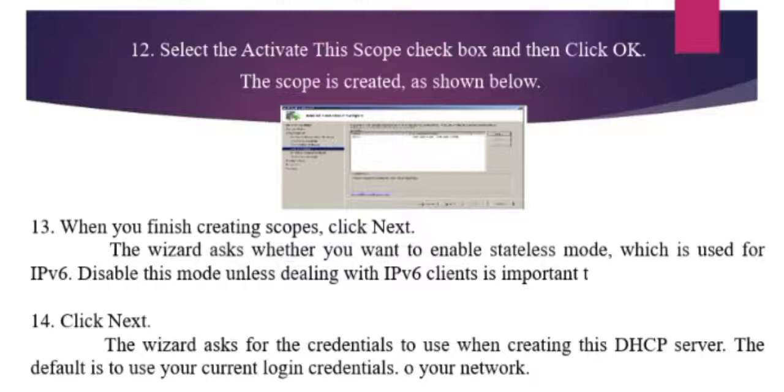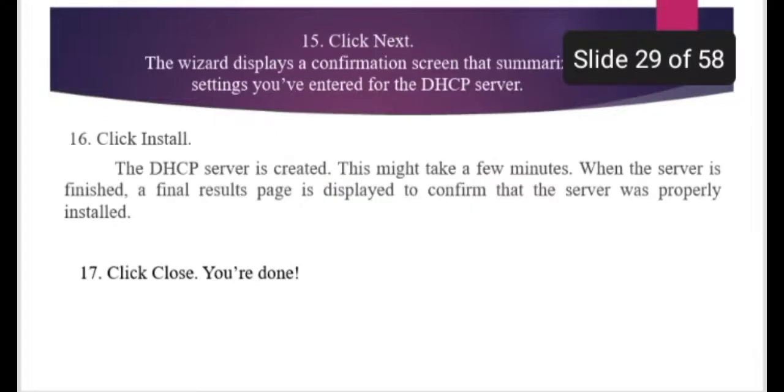14. Click Next. The wizard asks the credential to use when creating this DHCP server. The default is to use your current login credentials on your network. 15. Click Next. The wizard displays a confirmation screen that summarizes the settings you have entered for the DHCP server.